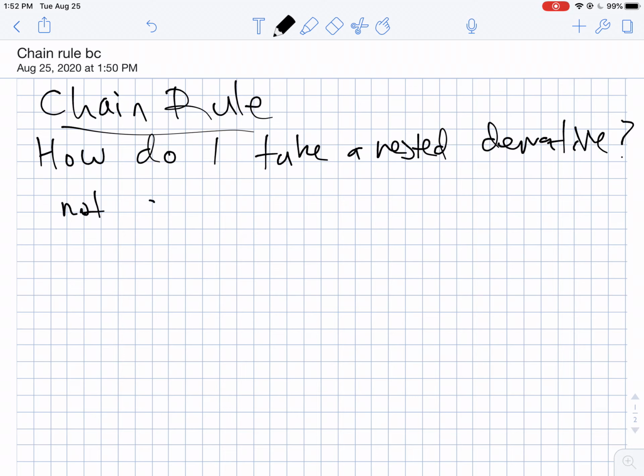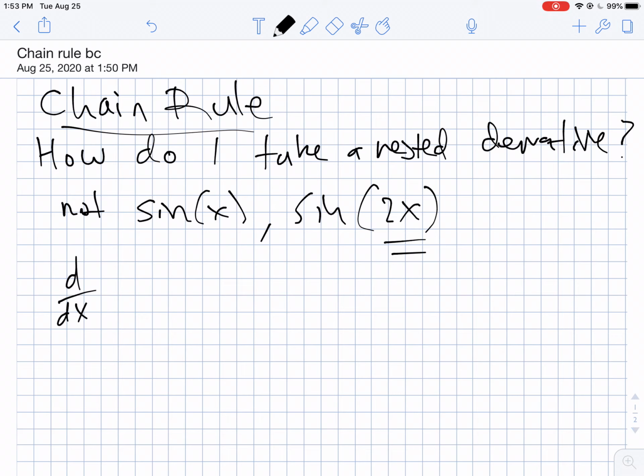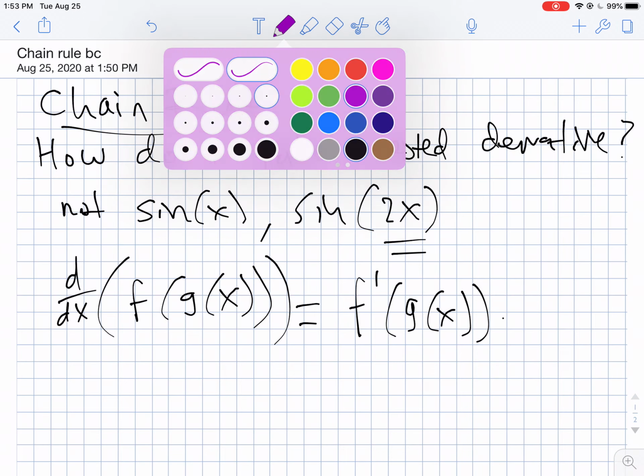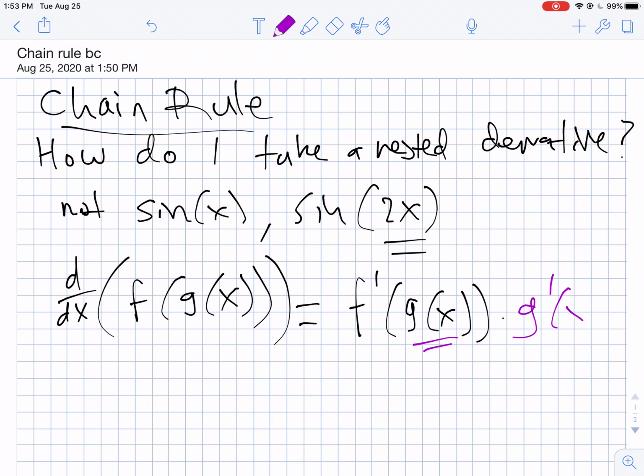So not sine of x like we saw in the previous video, but what about the sine of 2x? How do I differentiate if there's something inside a set of parentheses besides just an x? Okay, and here's the basics of the chain rule. If you take the derivative of one function composed of another function, f of g of x, that derivative is equal to the derivative of the outer function, leaving the inside alone, times the chain, with the chain being the derivative of this inner function times g prime of x. So this is the chain, this is the derivative of the inside function that we're multiplying by.